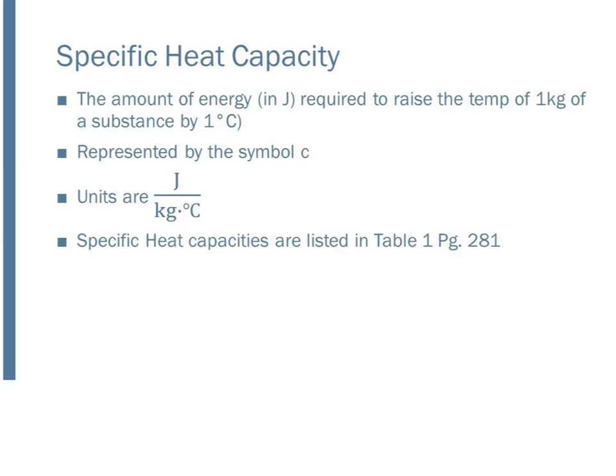So here's our definition for heat capacity. It's the amount of energy, measured in joules, required to raise the temperature of 1 kilogram of a substance by 1 degree Celsius. And we represent it with a lowercase c. And you can see the units, based on what we've read in the first bullet point, are joules per kilogram dot degree Celsius.